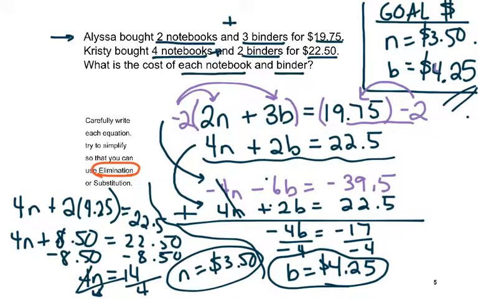So just in summary, what we did was we found some key equations. We determined that we needed to use elimination. We changed one of the equations by multiplying both sides by -2 so that we could eliminate. And then we solved for b first and then n.